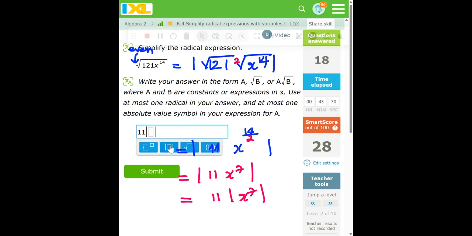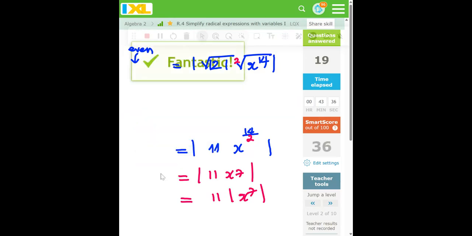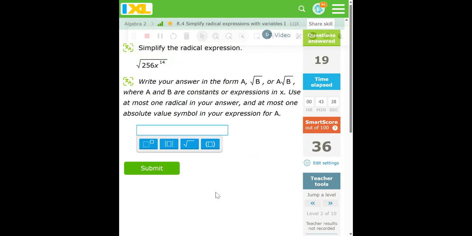All right, absolute value x to the power of 7. Voila. Okay, here we go. Let's clear this out. Let's move to level 3. Same thing over here. Pay attention, this gets serious, because you need to simplify this.